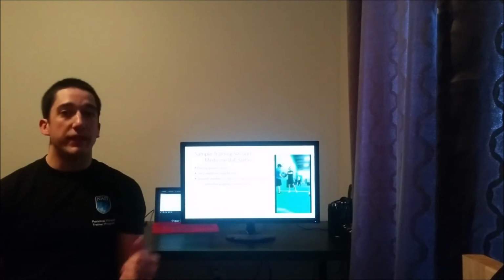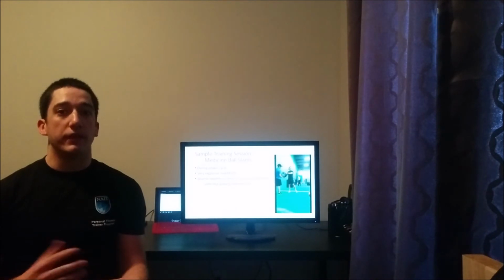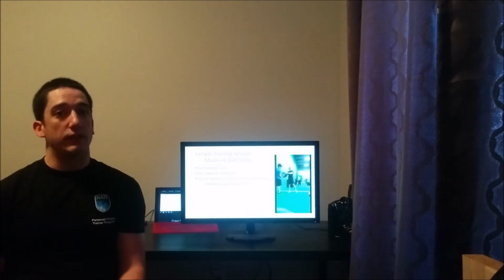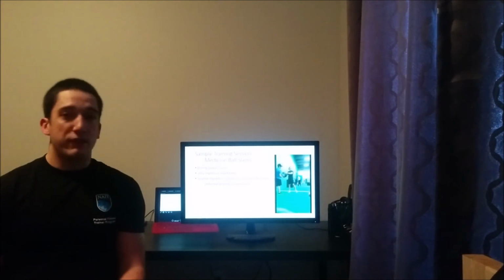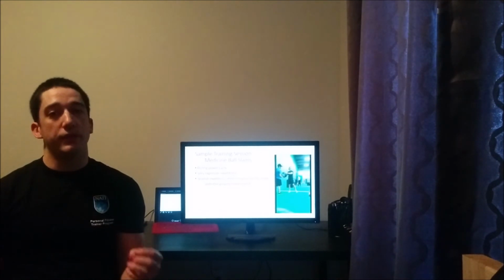But these are the kind of movements that we would be doing. However, the loading, reps, and sets are very much dependent on what the athlete is capable of and what her movement mechanics look like. So those haven't been included here, but they would be adapted to the athlete's abilities.